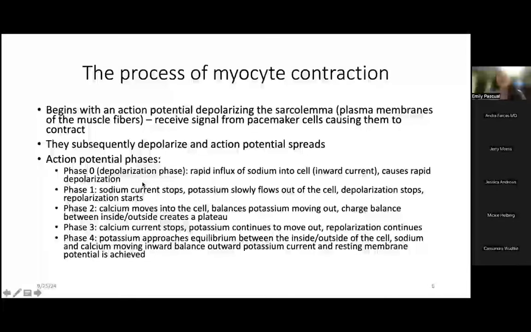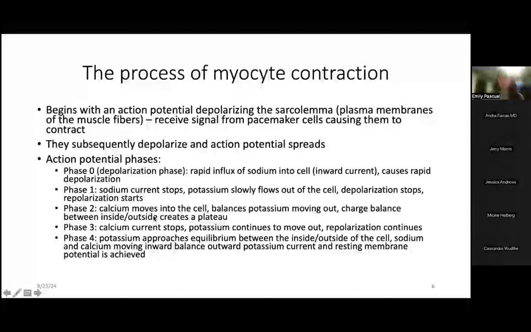So again, this all begins with action potential depolarizing the plasma membranes of the muscle fibers. They receive a signal from pacemaker cells somewhere inside the heart, causing them to contract. They subsequently depolarize and the action potential spreads across the heart. There are different action potential phases. This is clinically important, especially when we talk about things like antiarrhythmic drugs and how they work inside the heart. But there are four action potential phases.